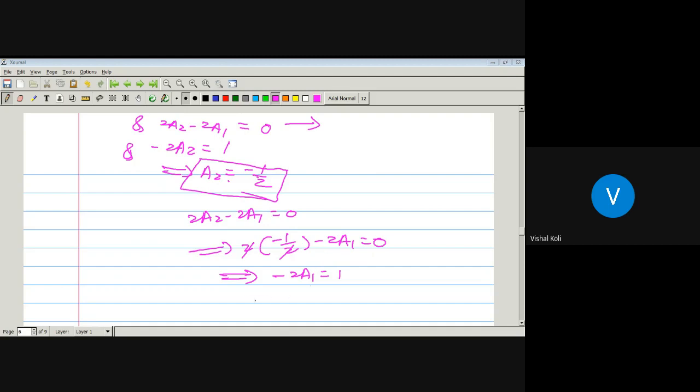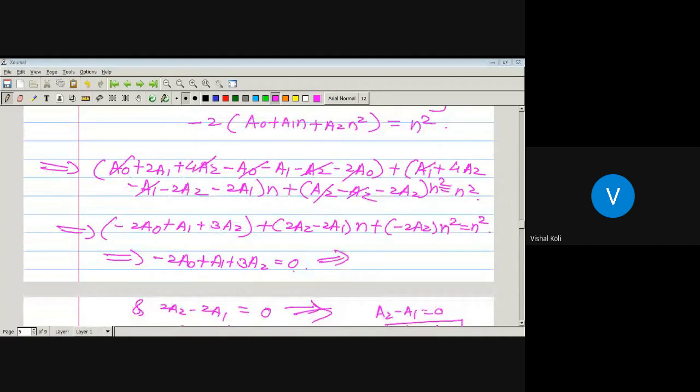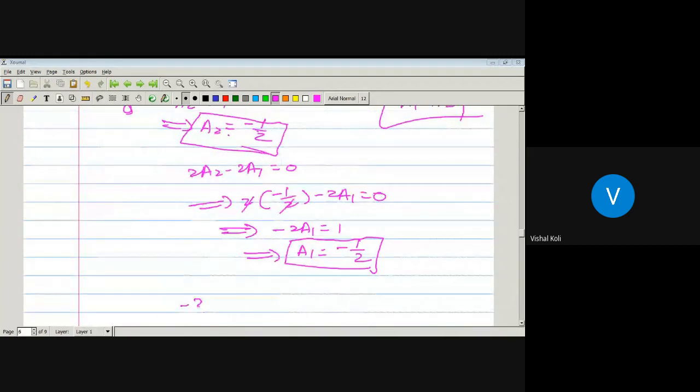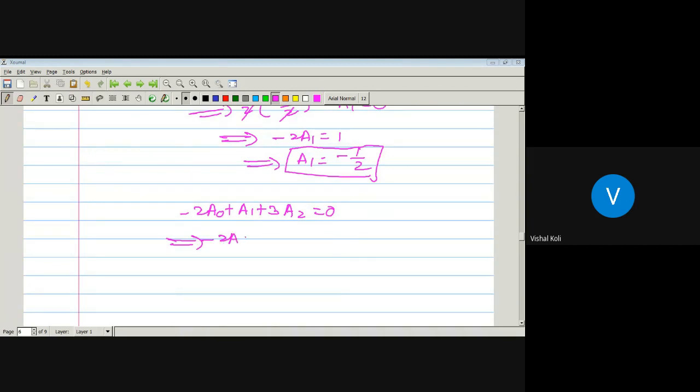Which implies what should be the value of a1 then? Which is also minus 1 by 2. Since from that one we can write 2a2 minus 2a1 equal to 0, it implies that a2 minus a1 equal to 0, so a1 is nothing but a2. We have the value of a2, and a1 is also minus 1 by 2. Now put the values of a1 and a2 in this one and find the value of a0. Minus 2a0 plus a1 plus 3a2 is equal to 0, which implies, with the values of a1 and a2, minus 1 by 2 minus 3 by 2 is equal to 0, which implies minus 2a0.